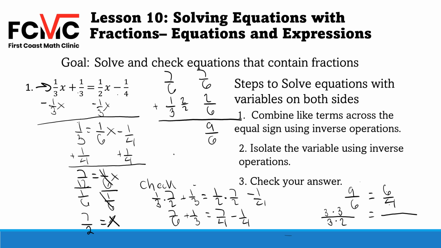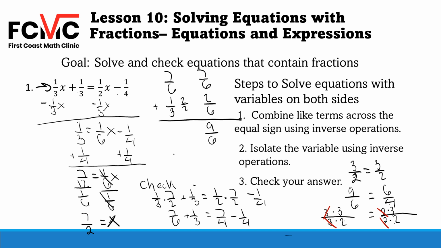And 6 over 4. What can I factor out for 6 and 4? I could factor out 2. So 2 times 3 is 6. 2 times 2 is 4. So let's divide out what we have in our numerator and denominator. So I'll divide out the 3 and the 3, 2 and the 2, and I'm left with 3 over 2 and 3 over 2. So my fraction checks, my answer checks. I get 3 over 2 equals 3 over 2.